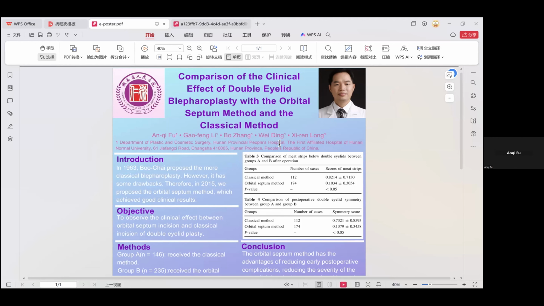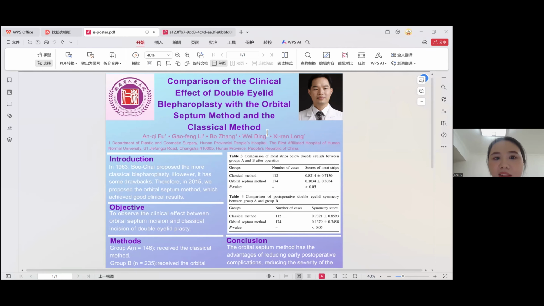My name is Fu Anqi, the first author of this article, Comparison of the Clinical Effect of Double Eyelid Blepharoplasty with the Orbital Septum Method and the Classical Method. The corresponding author is my most respected mentor, Dr. Li Gaofeng, and also the founder of the Orbital Septum Method Double Eyelid Plastic Surgery.